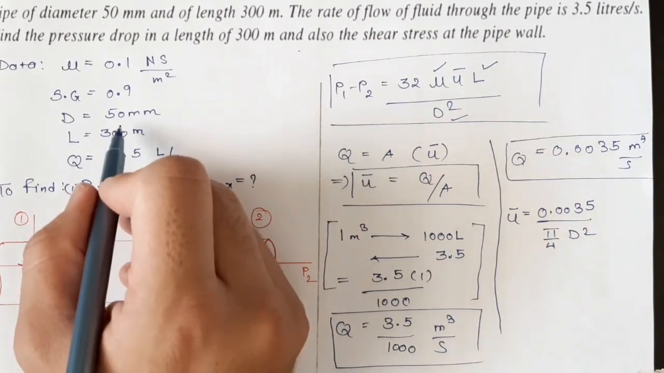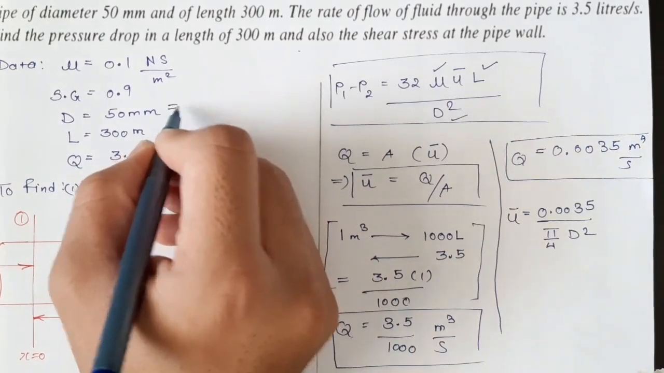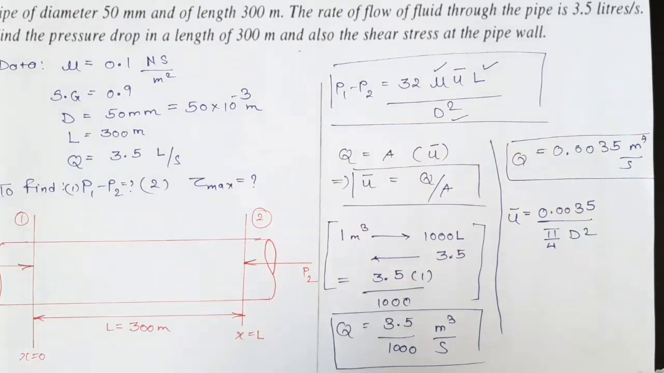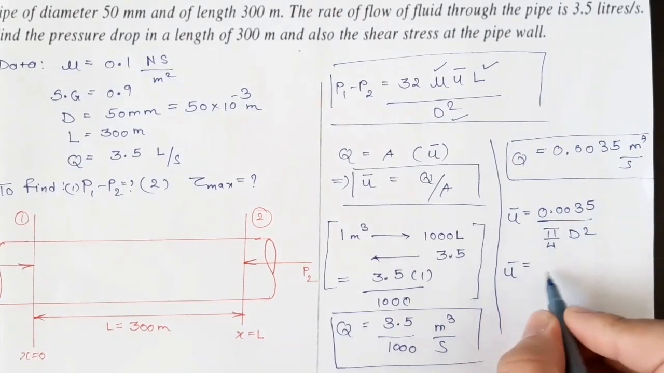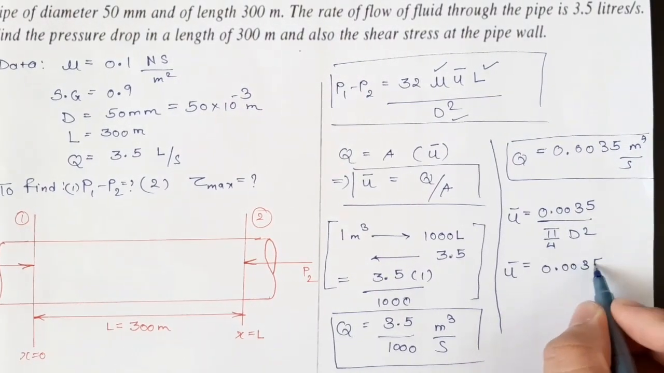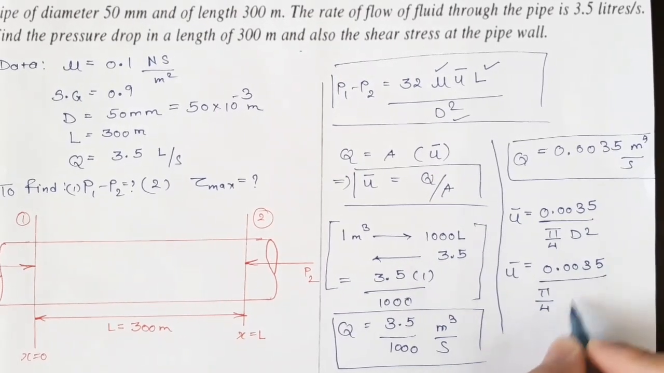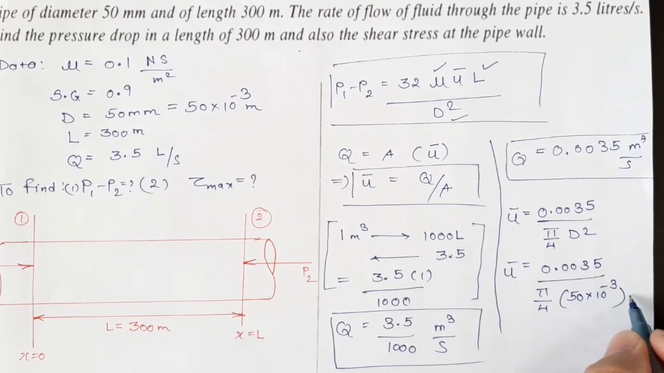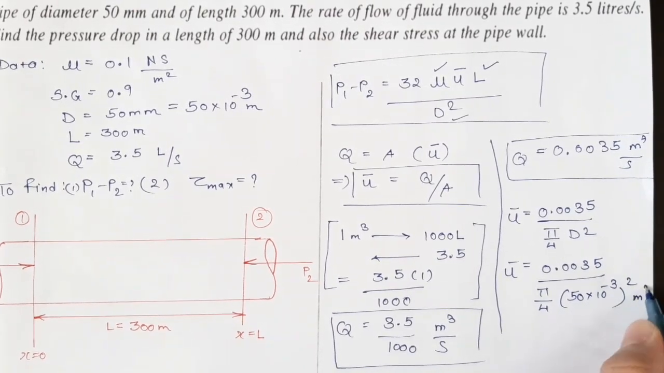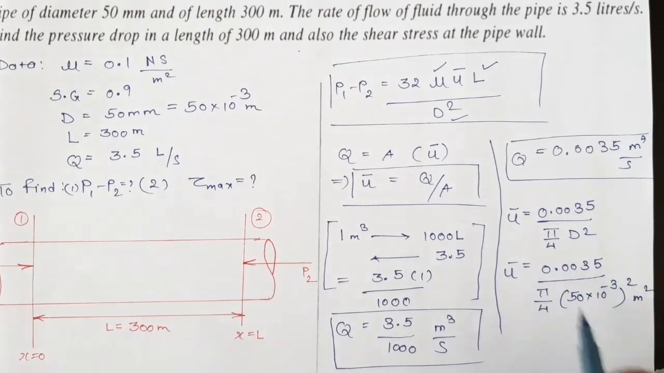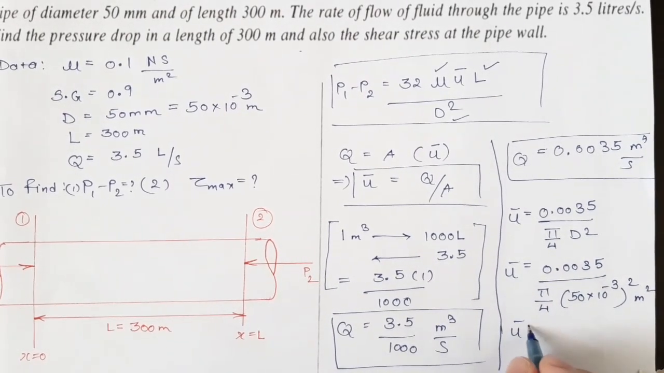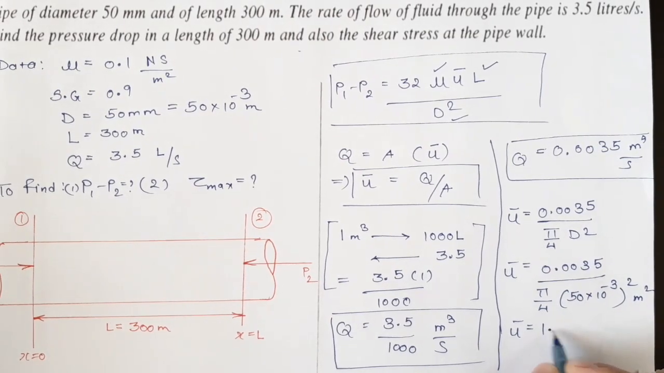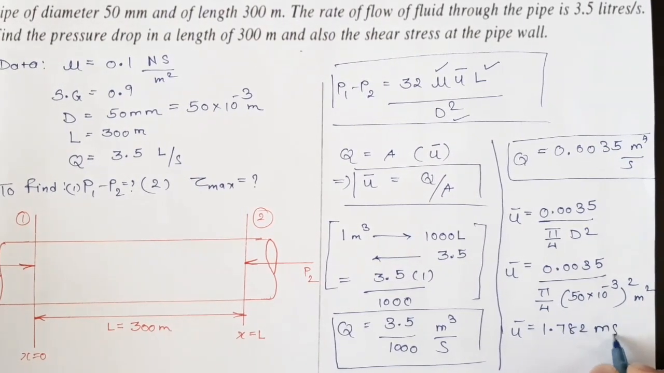As the diameter is 50 mm, it equals 50 into 10 raised to minus 3 meter. So u bar equals 0.0035 divided by pi by 4 into (50 into 10 raised to minus 3) the whole square. If you calculate this equation, we get u bar equals 1.782 meter per second.